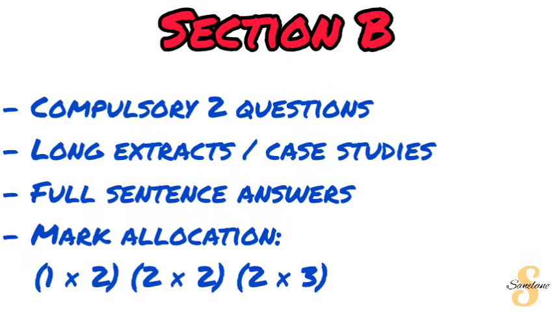For the 6 mark questions, you will see next to them they will say 2 times 3. So meaning that you still need to give only 2 points. For each point, you're going to be allocated 3 marks, and 3 times 2, that's how you get your 6 marks. Now, it's very important there again to reiterate the issue of full sentences.